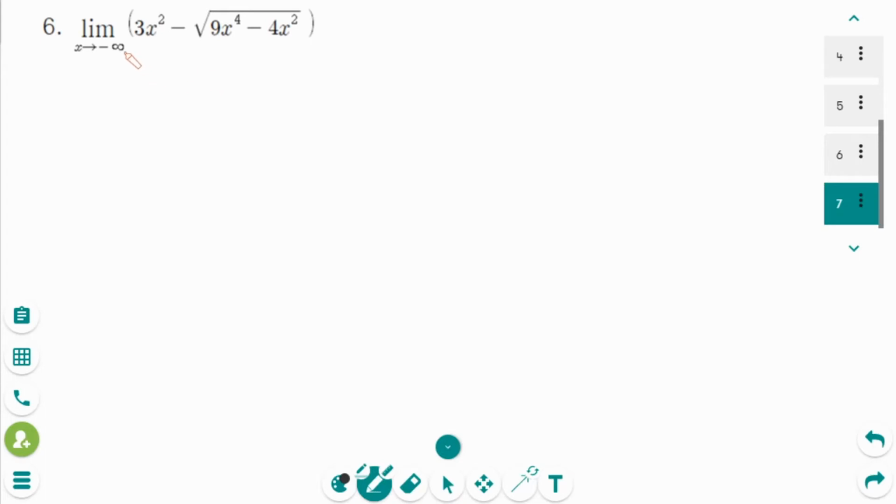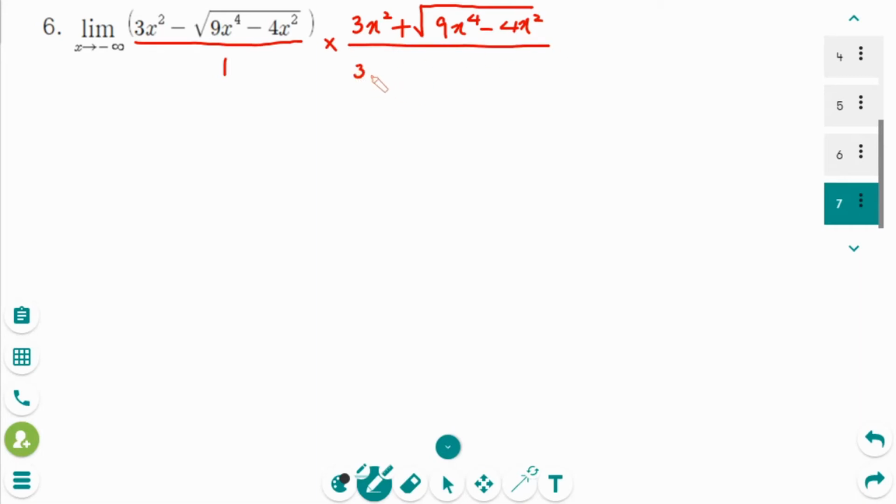This is the last question. I hope you are more confident now. Let's solve it together. Create a fraction over 1 and multiply its conjugate, which is 3x squared plus square root of 9x to the power of 4 minus 4x squared over, same thing.